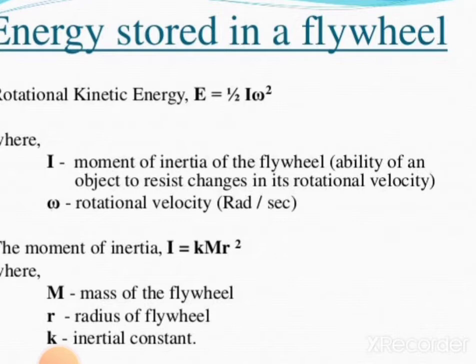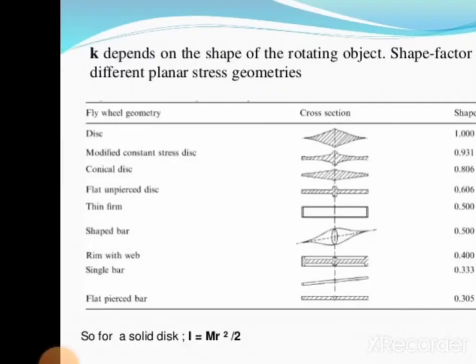Here the moment of inertia of flywheel, or ability of flywheel to resist the change in its rotational kinetic energy, I is given by k m r square, where m is mass of flywheel, k is inertia constant, and r is radius of flywheel. That is, I is equal to k m r square.